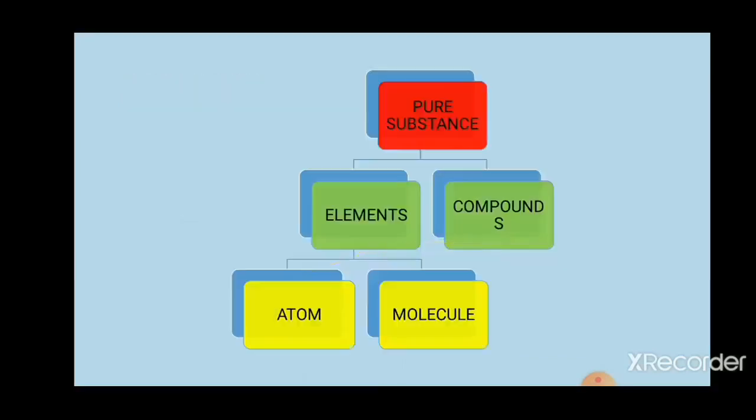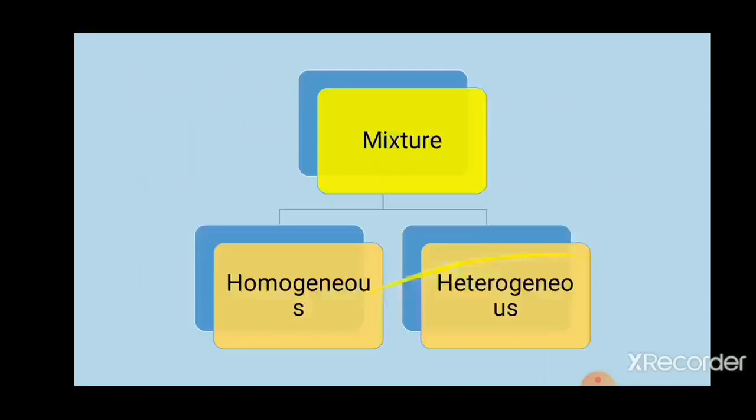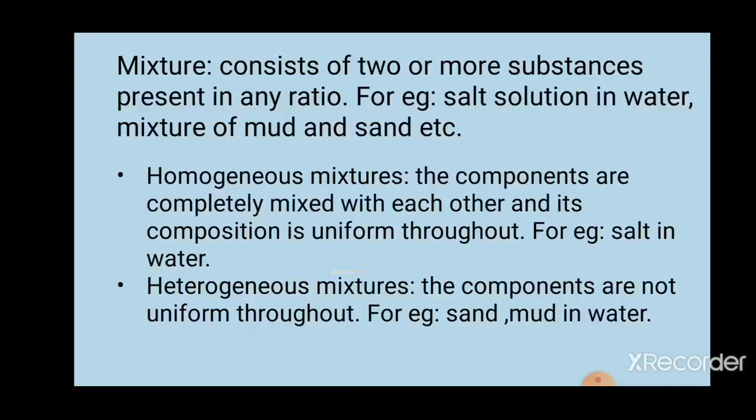Now what is the definition of mixture? Here, mixture is classified as homogeneous mixture and heterogeneous mixture. The word itself defines the term: a mixture consists of two or more substances present in any ratio. There is no fixed ratio, any ratio or variable ratio.